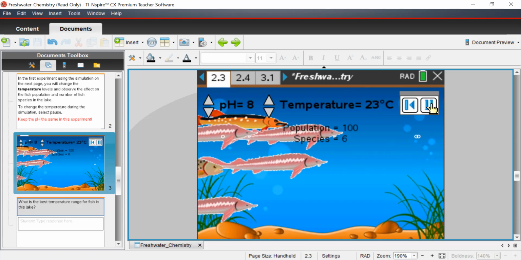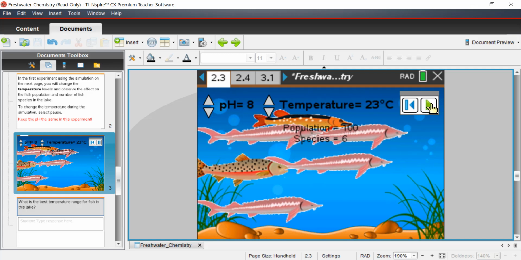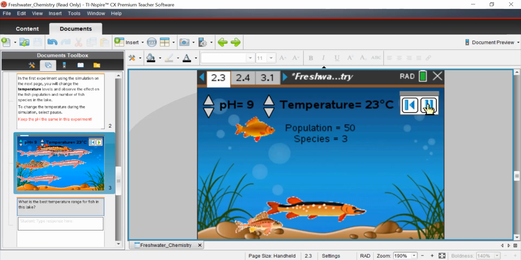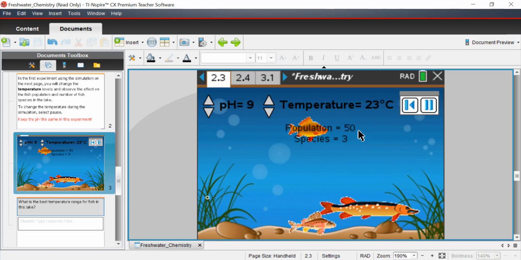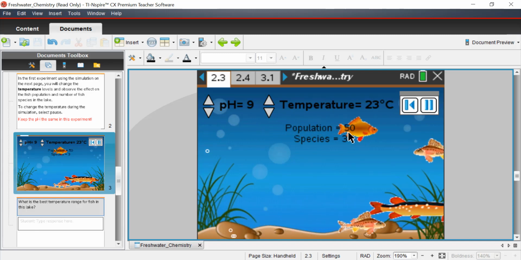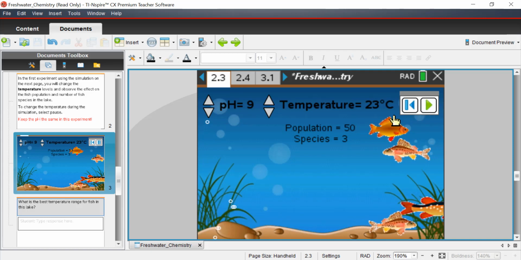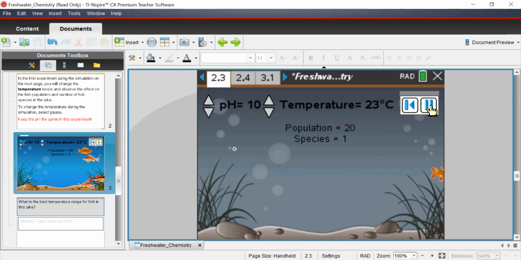8's not so bad. Still 100 in the population and 6 species. What about 9? Wow, okay. So we hit 9. We lost half of our population and half of our species. So they're not liking that too much. Okay, and so pH of 10, it's still that very hardy fish. I don't know what that fish is. 1 species left and 20 of them in the population.